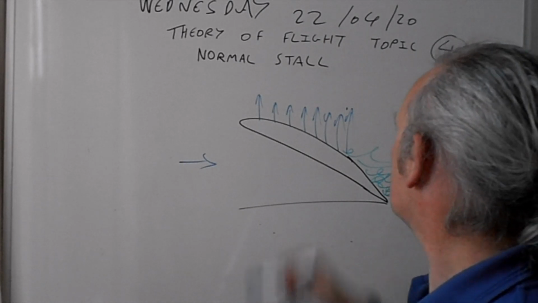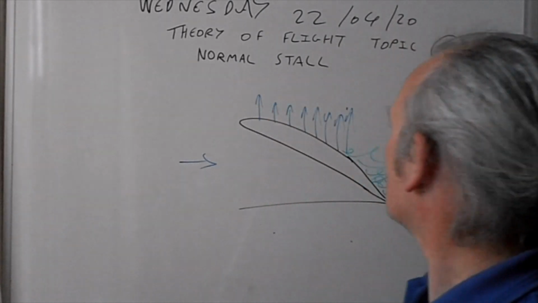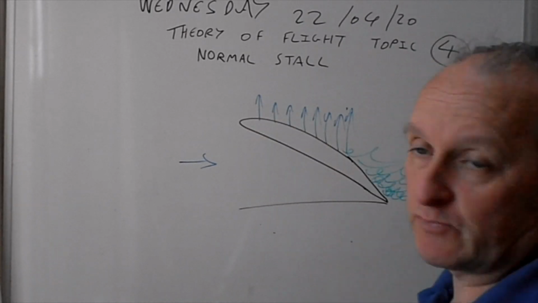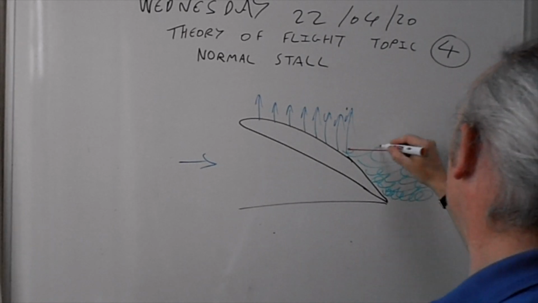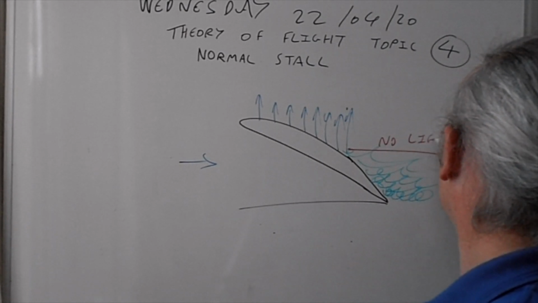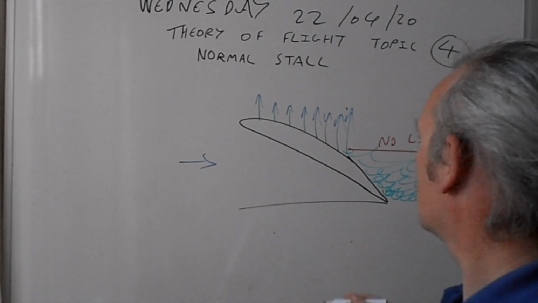Right, so lift's acting at 90 degrees. Sorry about that, joys of teaching from home. Right, so what we've got is lift still acting over this part of the aerofoil. Over this part it is not, we've got no lift, right? No lift due to the what? The turbulence, right?